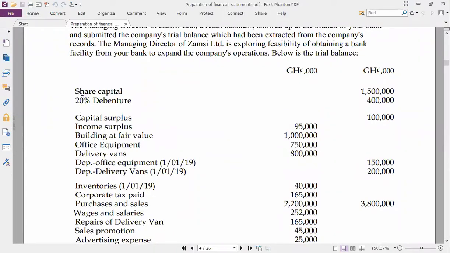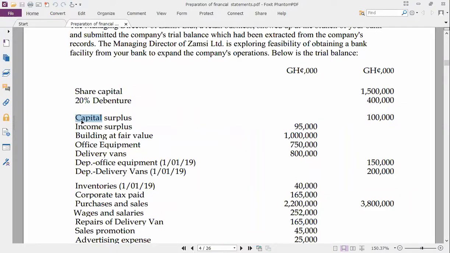So share capital, is it operating cost? No. Debenture? No. Capital surplus? No. Just as the examiner, most often, he arranges them at one position. So if you know one, the remaining ones are also operating expenses, unless you meet one odd item, and then that's all. So if you see one, it will continue. Yes, it's not always that it will be like that.